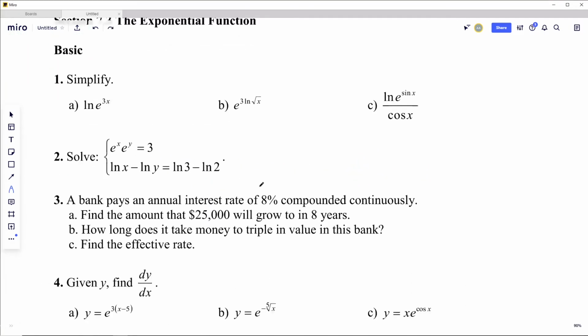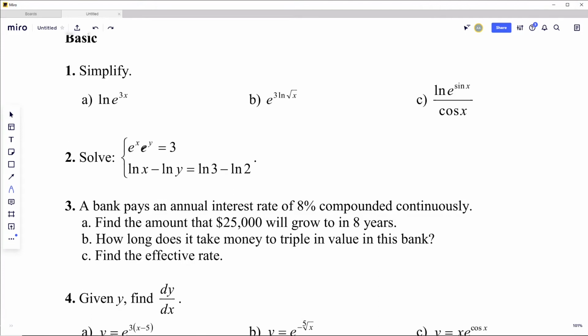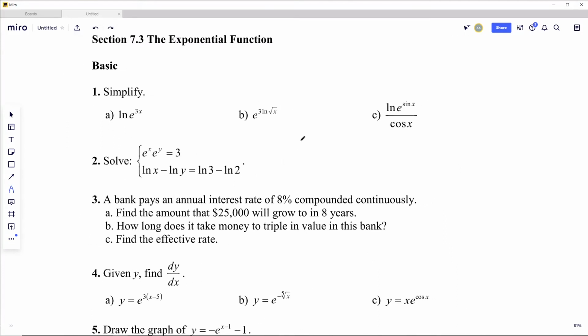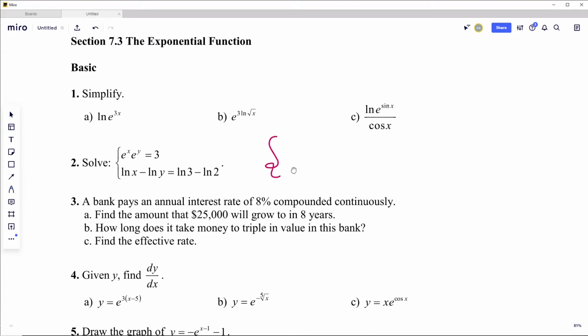Okay, so let's solve this. There are multiple ways to do this. There are really an infinite number of ways to do multiple questions. So for this one, let's group things up. So e to the x plus y, when you multiply things with the same base, their exponents add, equals 3. And here, we're going to use the ln property. So you're going to have x over y equals ln 3 over 2.